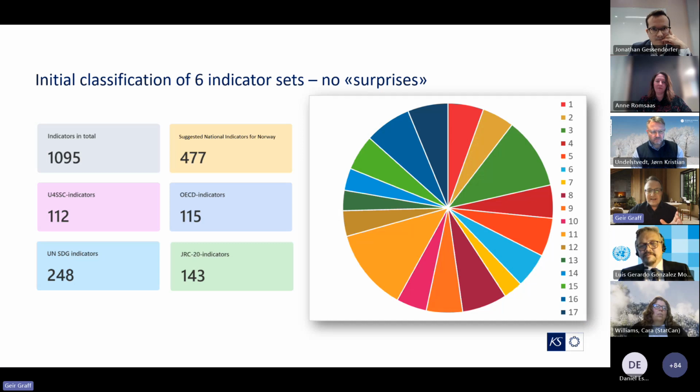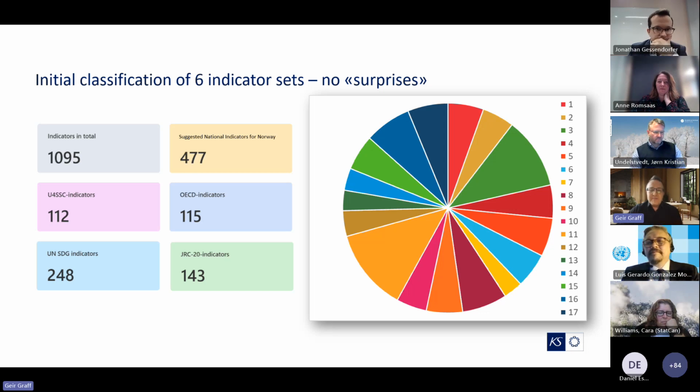We started with 6 indicator sets. That is the Norwegian suggested national indicators. That's approximately 500 of those. The U4SSC indicators that are familiar for people in the UN system. These have been utilized in a number of Norwegian municipalities as well as cities worldwide.